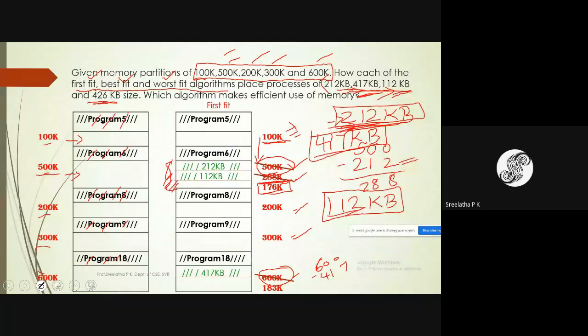Now the next program to be placed is 426 KB. Search for a hole where the program can be stored. 100 is not enough, 176 is not enough, 200 is not enough, 300 is not enough, 183 is not enough. Now there is no space to locate that particular program. The 426 KB program cannot be placed. This is according to first fit.